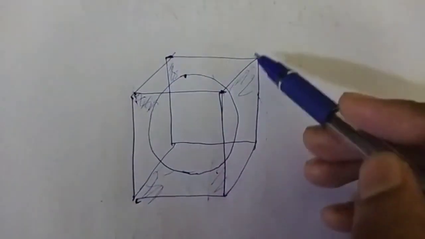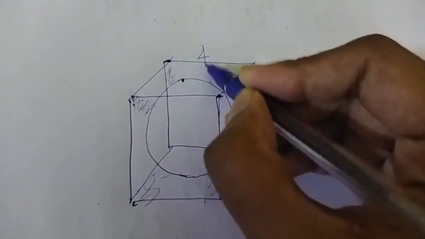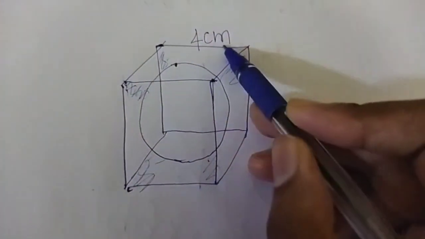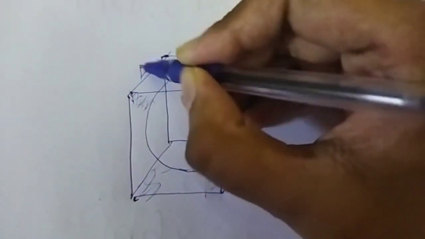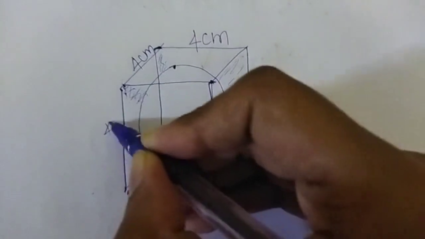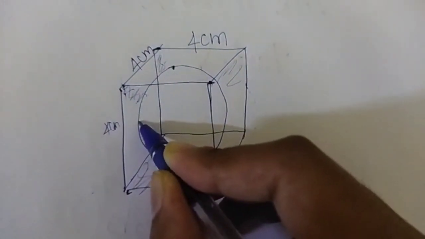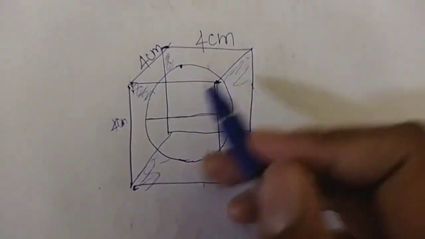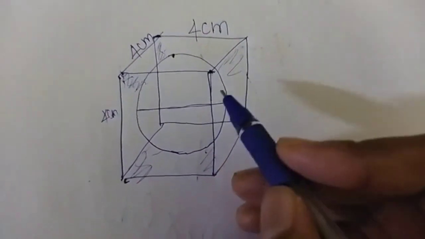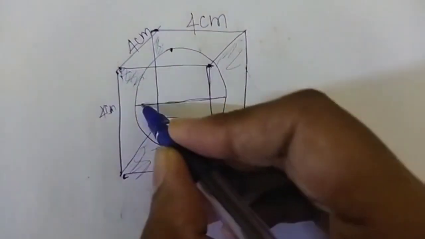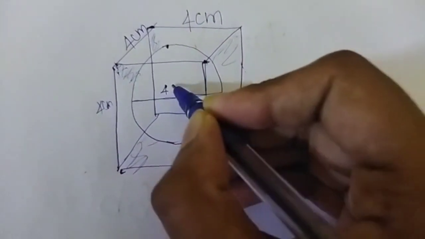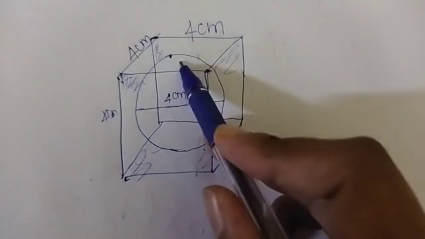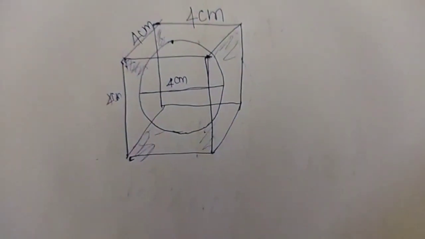So if you take the cube, this cube is 4 centimeter. So what is the side of the cube? Side of the cube is nothing but 4 centimeter. Now if you take this sphere, this sphere is touching each face of the cube, which means the diameter of the sphere is nothing but 4 centimeter, right? So now we have diameter of sphere and side of cube.